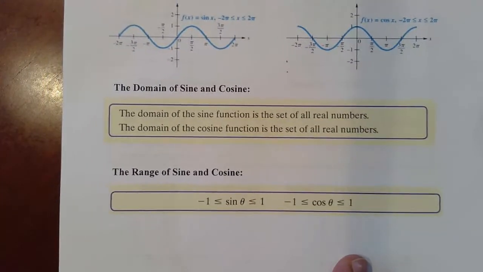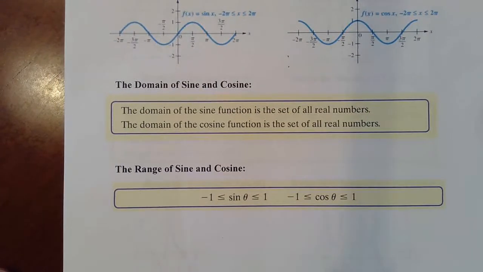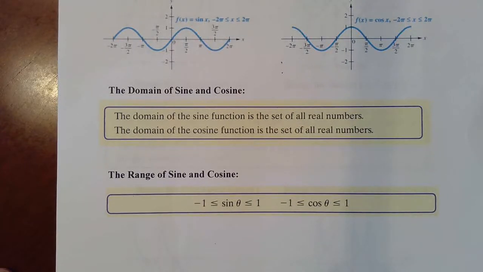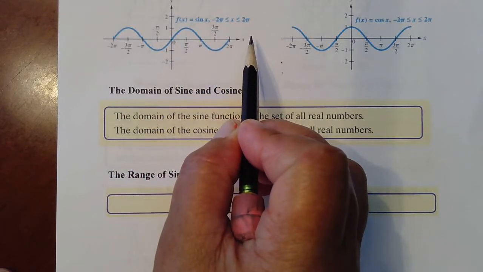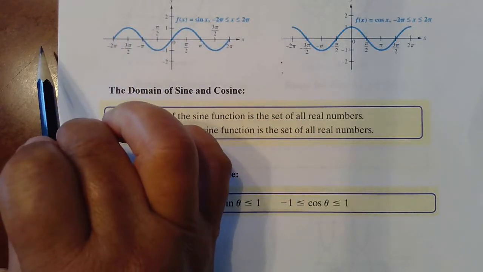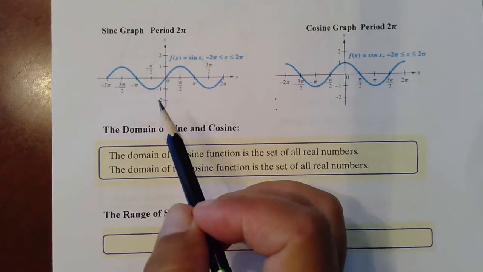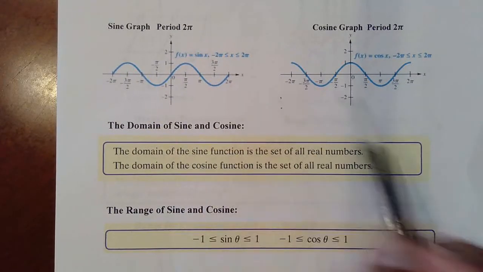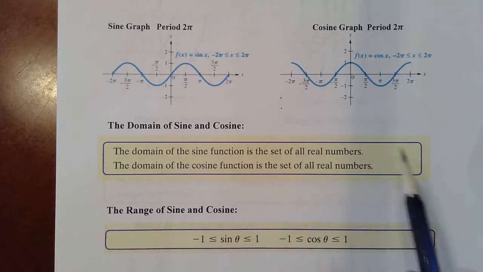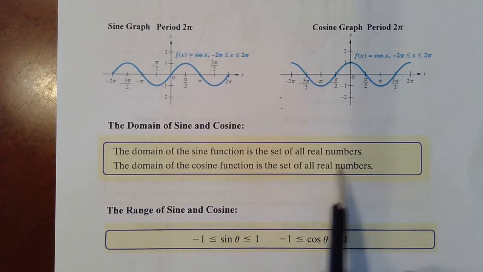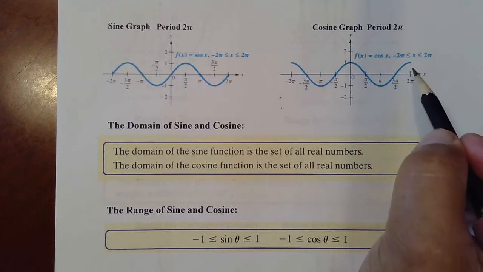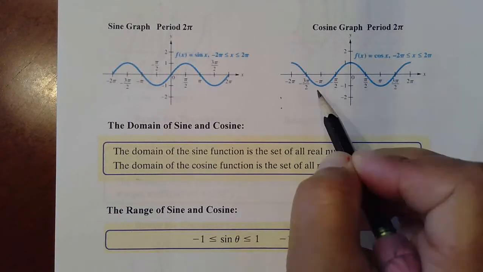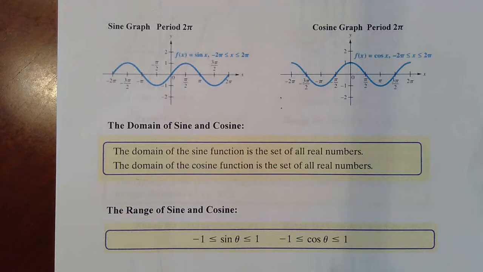So when we talk about things like domain, you're trying to remember that domain really means the x values. Since this graph goes on and on and on, we say that the domain is all real numbers. It also goes on and on in this direction. It's just that they can only print so much of the graph to give you an idea of what the graph looks like. So the domain is said to be the set of all real numbers. The domain of the cosine function is the same. This also goes on and on in the positive direction as well as in the negative direction.